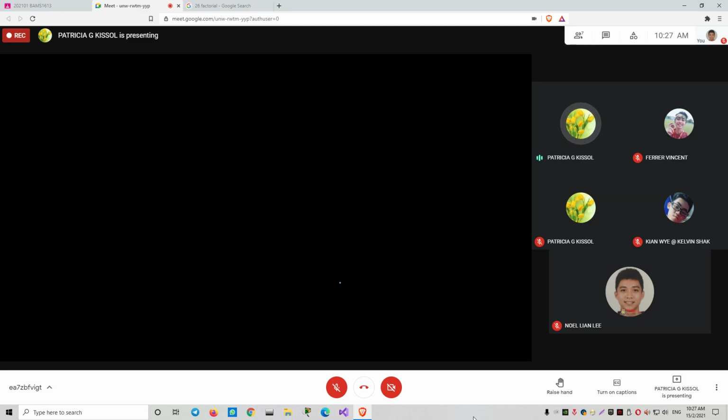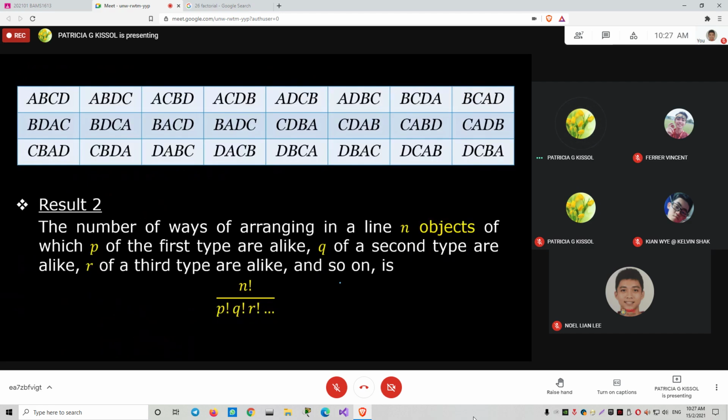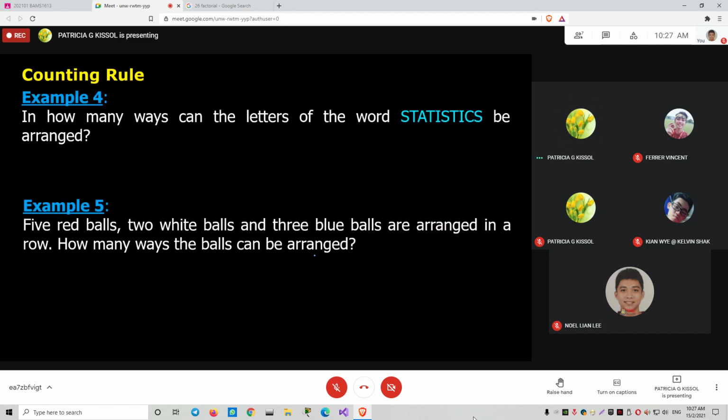But when we go to result number 2, what it is saying is that perhaps in the items given to us, some of them are the same. So for this, looking at this example, the word statistics.